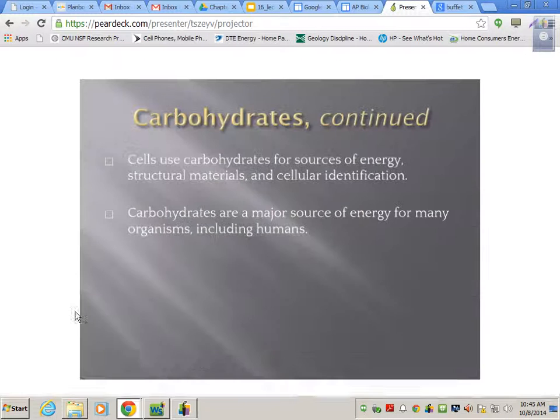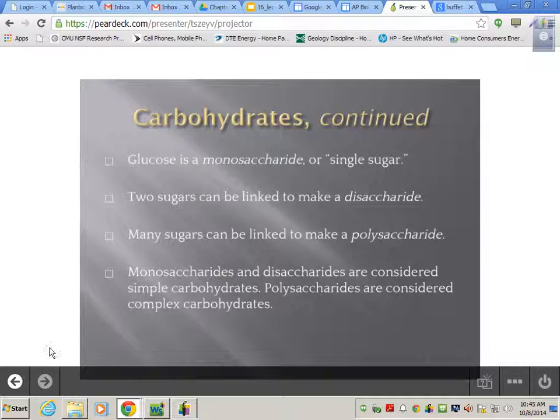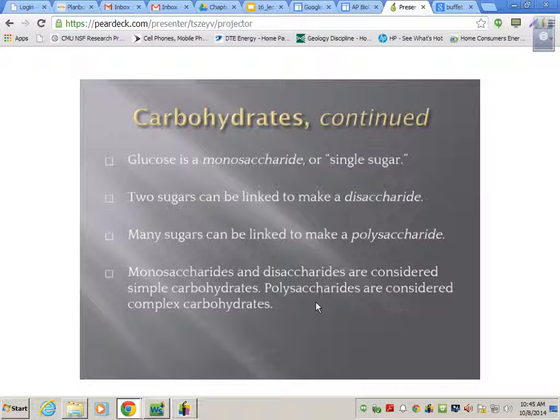So complex carbohydrates. Folks, if I keep adding glucose onto itself and just keep adding them, I end up with these really long chains of glucose. So if I just keep adding glucose to more glucose molecules, I create this long chain of glucose. That is a polysaccharide, otherwise known as a complex carbohydrate.